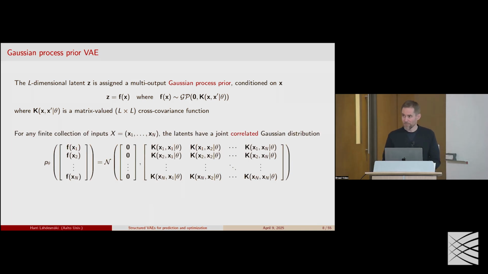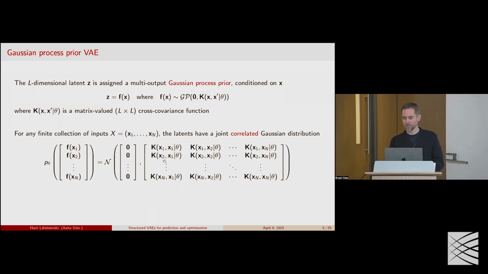And then what this means in practice is that now if we take any finite collection of inputs, let's say n data points or n prediction variables, then the corresponding latents have a joint Gaussian distribution, a correlated Gaussian distribution. So the latents across these n inputs have a joint Gaussian, in this case with zero mean, and a full covariance matrix defined by the cross covariance of the Gaussian process prior.